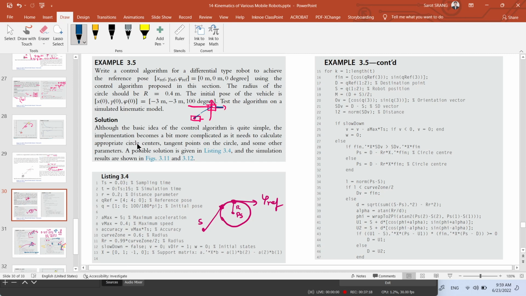All right, so actually the basic idea of the control algorithm is simple, but the implementation is not. So here I will try to explain some terms, because in practice, some terms for writing the code could be very different from what you have experienced.